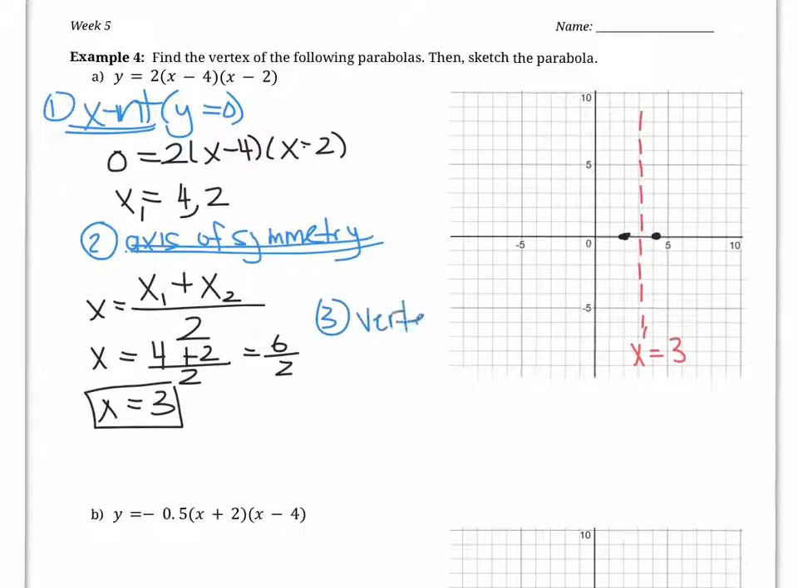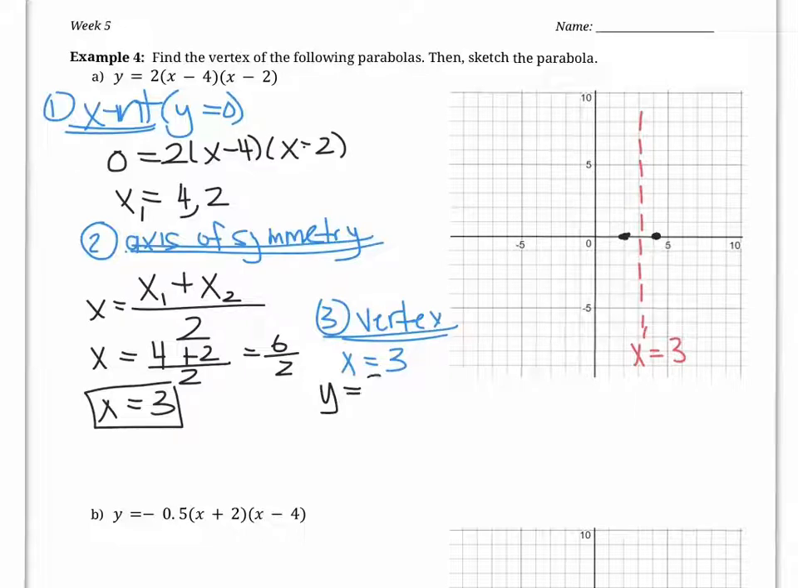The vertex, and we know a clue. We know that the clue is that the x value of the vertex is equal to 3. So we just have to find the y value. So all we're going to do is take our original equation and plug in x is equal to 3, and we can find out what the y value is, and we can find this point.